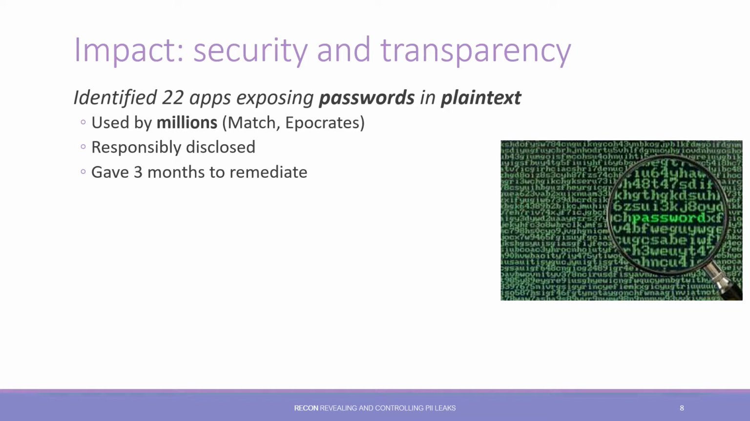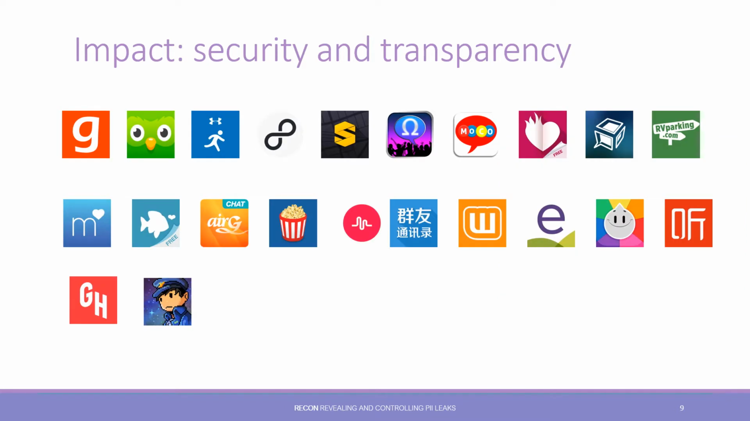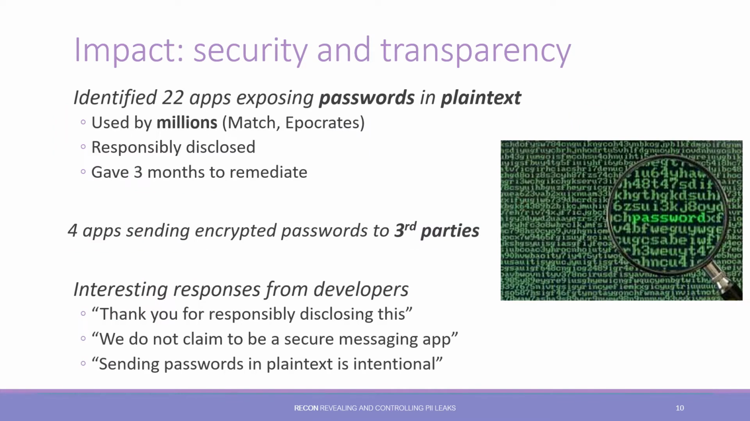parties. So, besides finding information about users, we've also found sensitive security-related information from users being shared in inappropriate ways. And specifically, what we found so far is 22 apps exposing users' passwords in plain text over the internet. This was a bit shocking to us because some of these apps are used by millions. For example, Match and Epocrates are some examples of some of these apps that are sharing passwords in plain text. So to address this, we did responsibly disclose it to the developers. We gave them 3 months to remediate them.